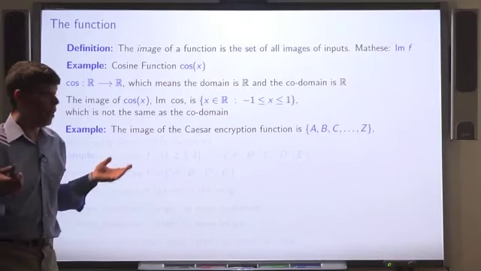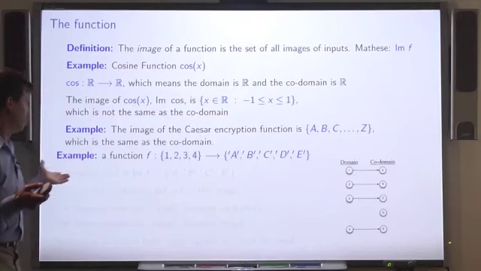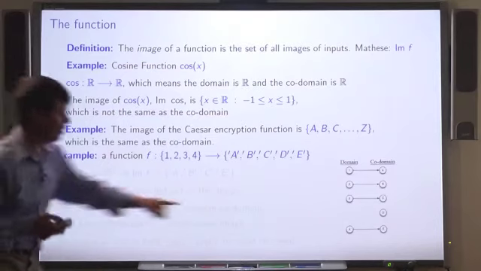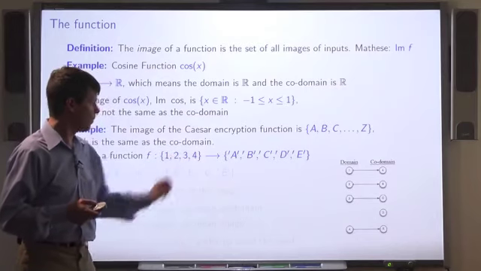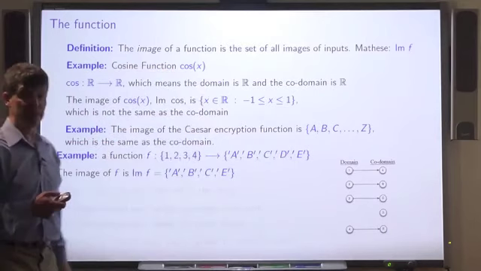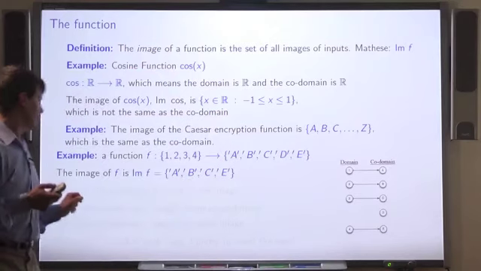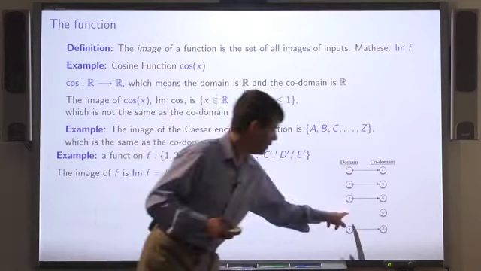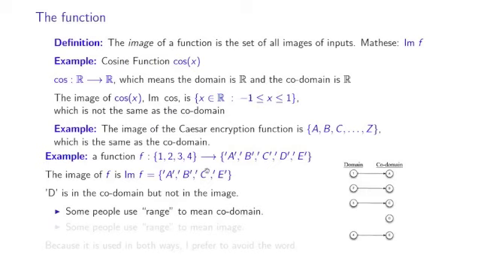Now, the image of the Caesar encryption function is A through Z, which is the same as the codomain. Here's another example depicted here. The domain is the numbers 1 through 4, and the codomain is A, B, C, D, and E. And you notice the image of this function is the set A, B, C, and E. D is not in the image because there's no element of the domain that maps to it. You might be familiar with the term range. Some people use range to mean the codomain of a function, and some people use range to mean the image.